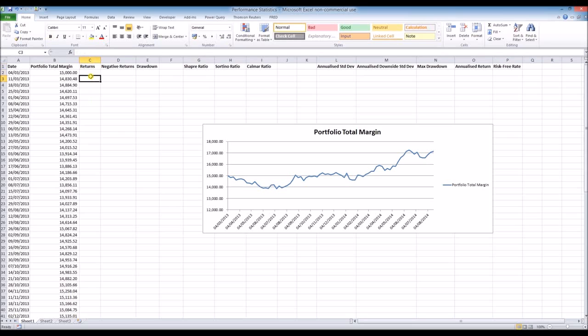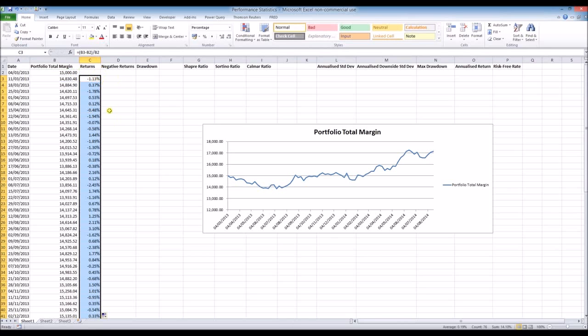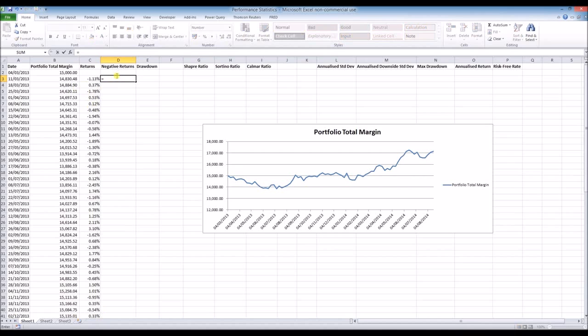So let's start with column C, returns. We just use the standard returns formula that we've used throughout the video series. Copy that down for all our rows. Then to extract just the negative returns within column C, we'll use an IF formula. The logical test is: if the cell in column C is less than 0, i.e. negative, then we want to return that value, and if not, leave the cell blank. Those two speech marks mean leave the cell blank. Copy that down.